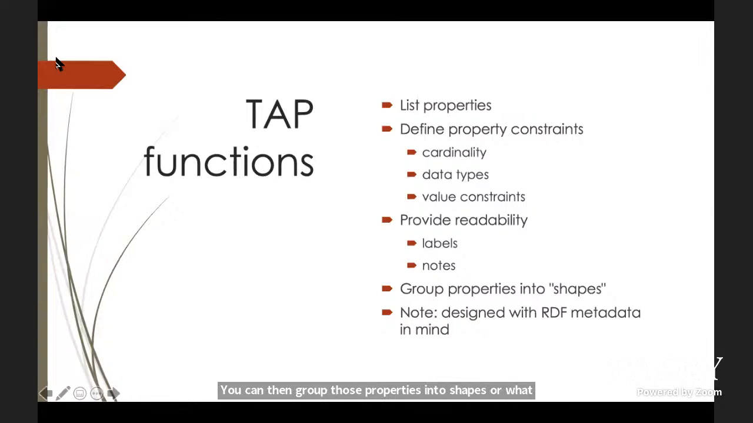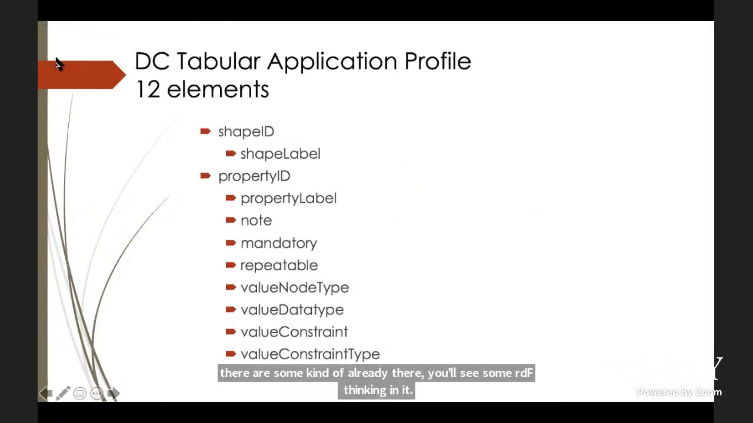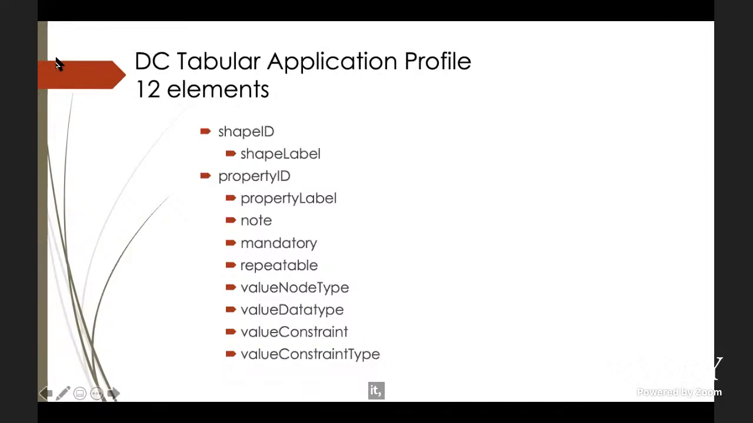And then as we got developing, we discovered that it was hard to develop a totally generic application profile model. And so we developed it with RDF metadata in mind. So you'll see some RDF thinking in it. It uses only 12 elements, and yet these 12 elements cover quite a bit of functionality, which I'll go through here.